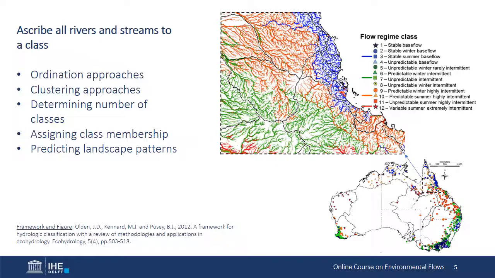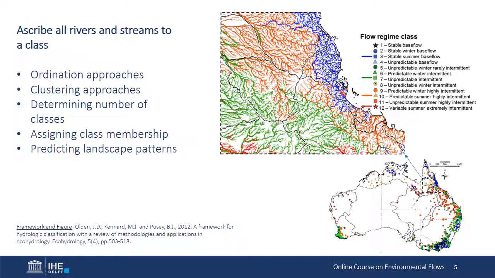Once the number and characteristics of classes have been determined from the gauging records, it's necessary to ascribe all river reaches to one of the classes. A number of approaches exist, including ordination and clustering approaches. Ordination approaches are useful in exploring continuous patterns of hydrologic variability among sites. Clustering approaches are what's most commonly applied. The results of the Australian example are shown on the slide.